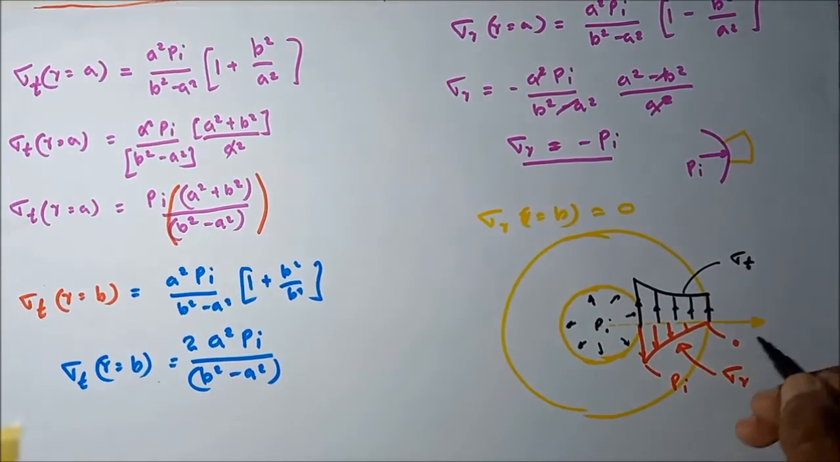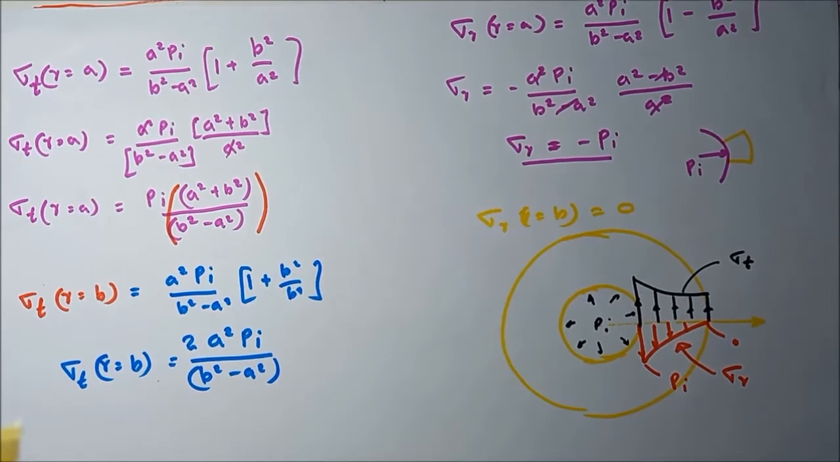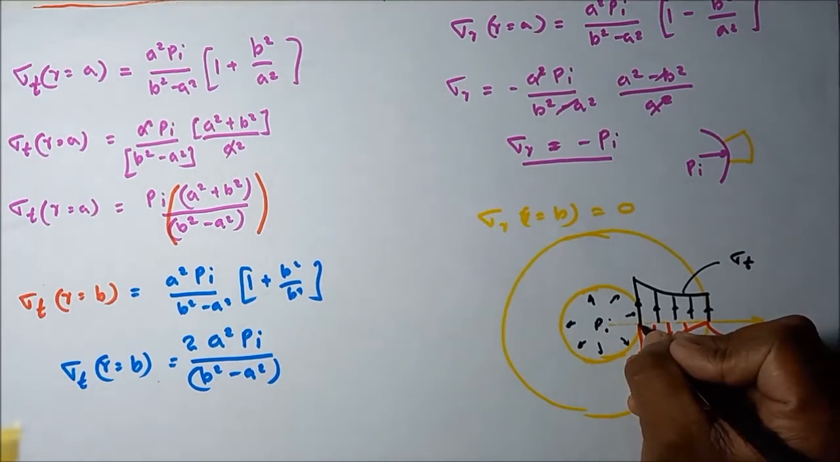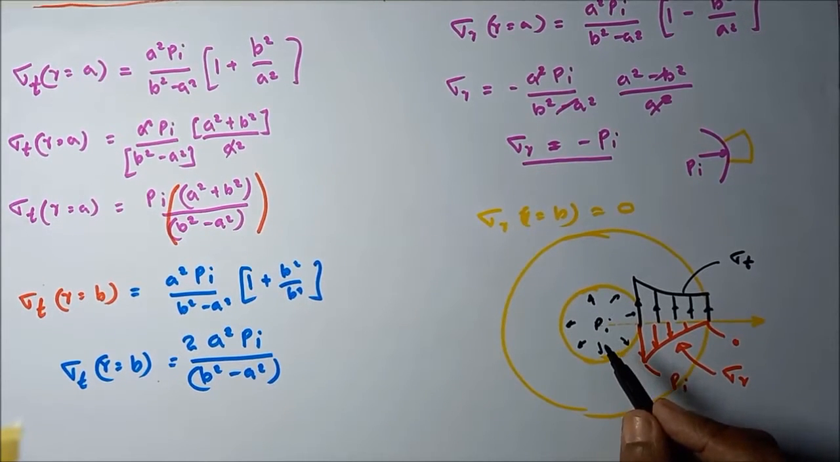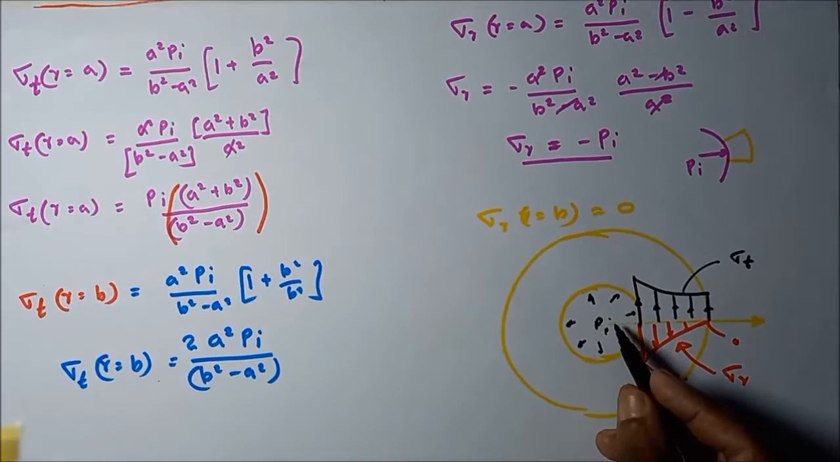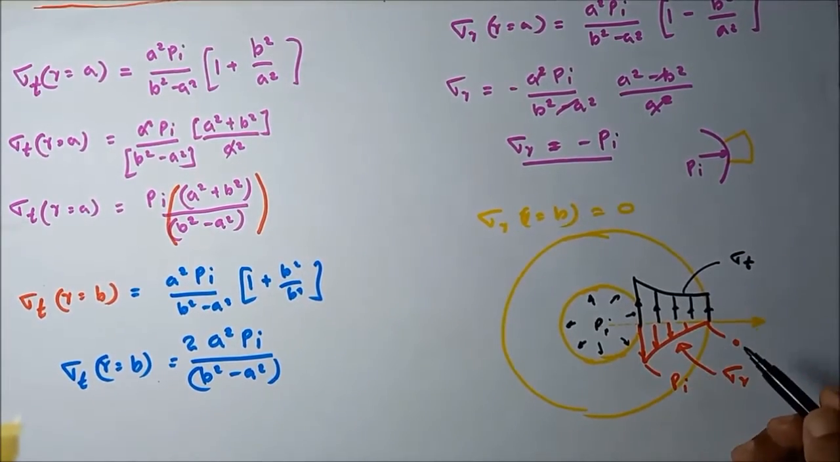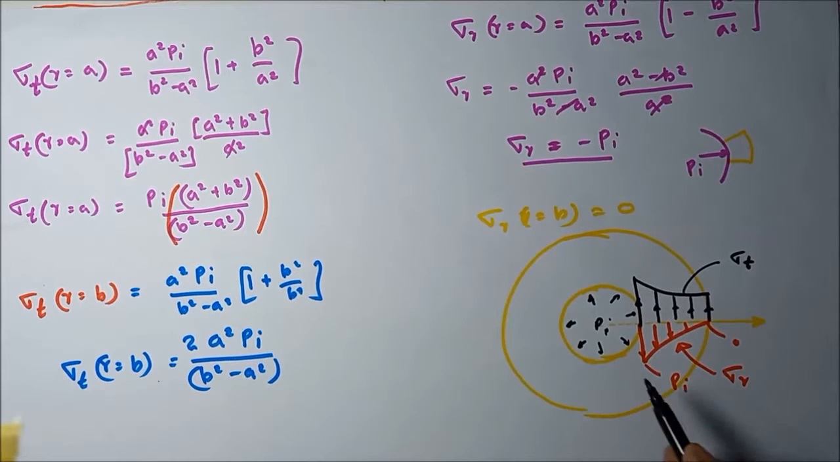This is how sigma T varies. This is the maximum value, this is the minimum value. This is how we reduce the equation in the internal pressure only situation. You can see the internal surface is the critical surface when the cylinder is subjected to internal pressure only, because both the stresses, sigma t and sigma r, are maximum at the internal surface. There is more possibility of failure starting from the internal surface.